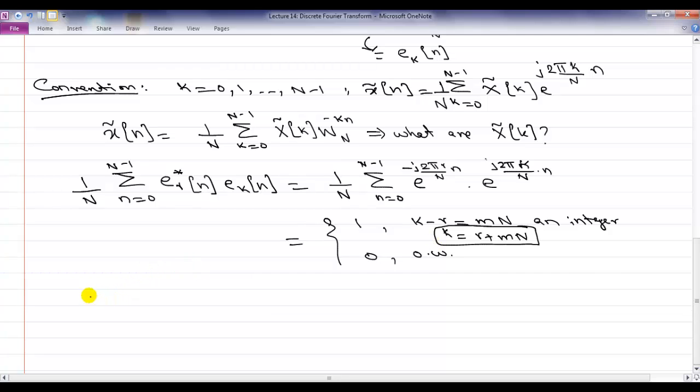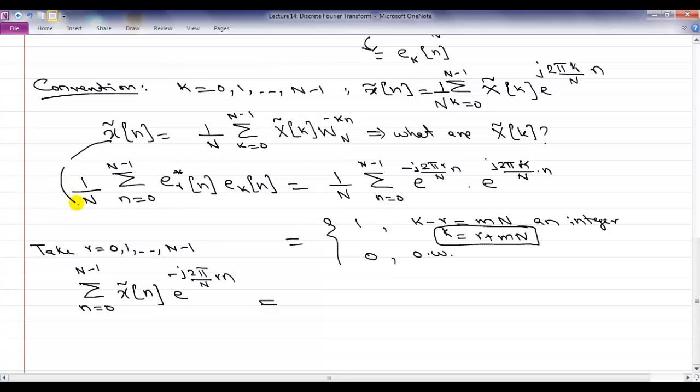So if we keep that in mind, and we now try to write this expression, the sum from n equals 0 to N minus 1 of x tilde of n times e to the minus j 2 pi over N times r n. I'm now taking r to be any number between 0 and N minus 1. In this expression, I will put in the Fourier series formula that I had evaluated earlier for x tilde of n.